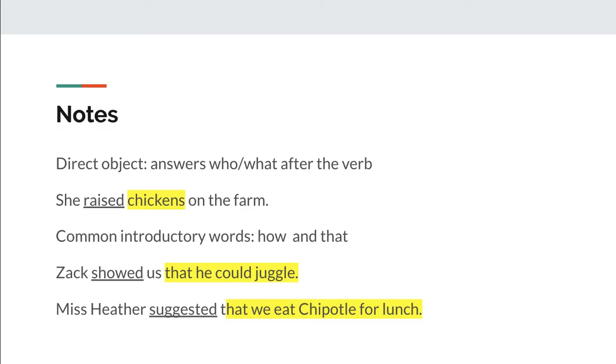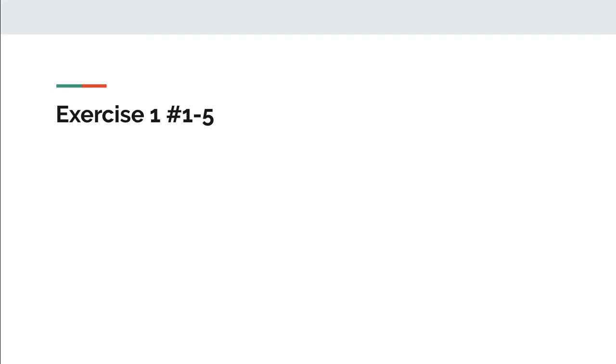I'm going to do the first 5 for exercise 1. It says, identify the noun clause used as a direct object in each sentence. So again, we're looking for the verb and we're looking for the words how or that. So number 1. Our class decided that it wanted to organize a fundraising project for new computers for classrooms. So I know that the verb is decided. That's what the class did.